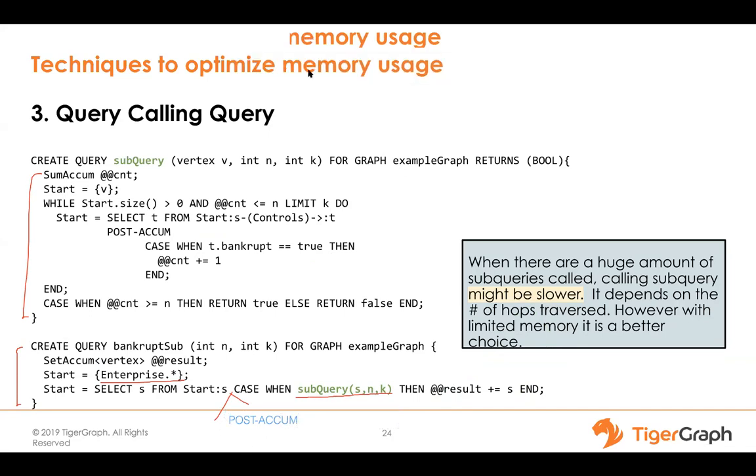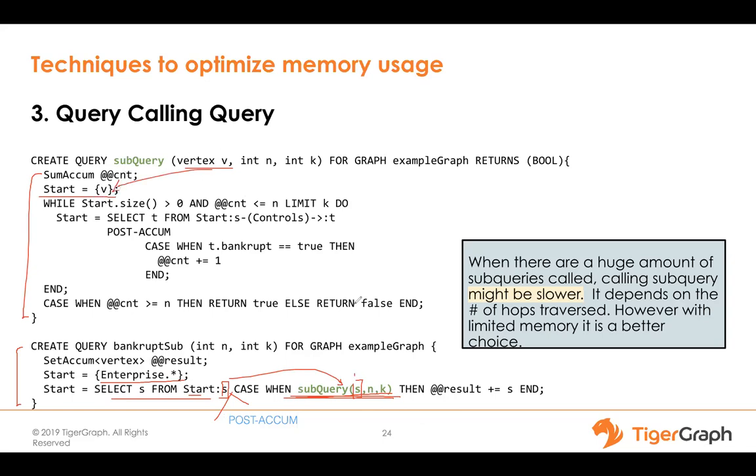Right. So in the post accumulate clause, we call this subquery. That means for each vertex in this vertex set, we'll call this subquery to get some result. The input of this subquery is s. S is the alias of every vertex from this vertex set. That means I'm calling this subquery for all the companies and take the company ID as the input of this subquery. And from the subquery, I start from this ID.